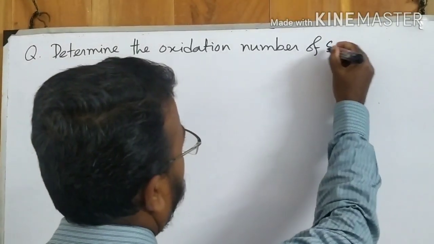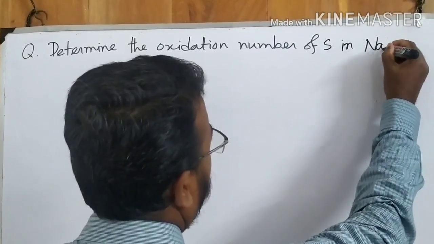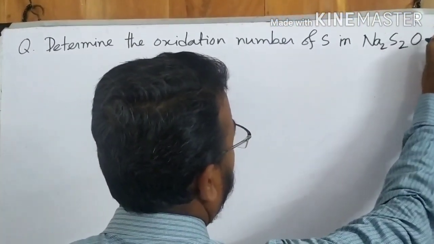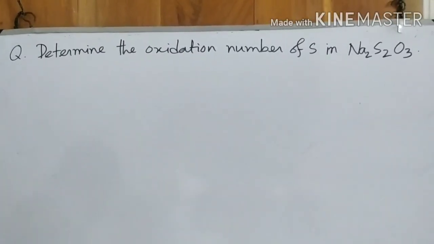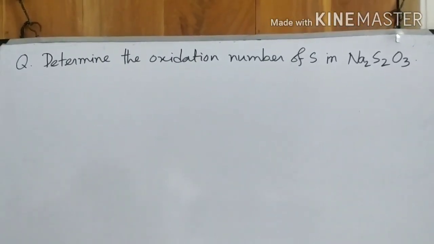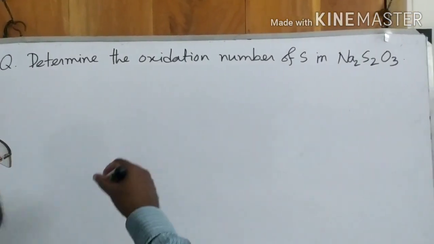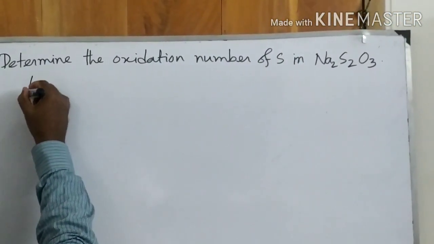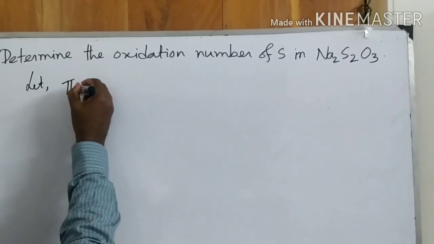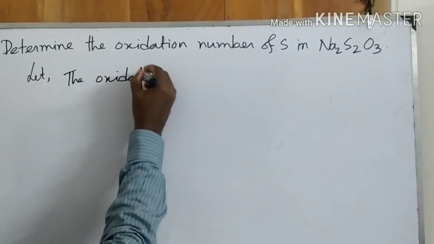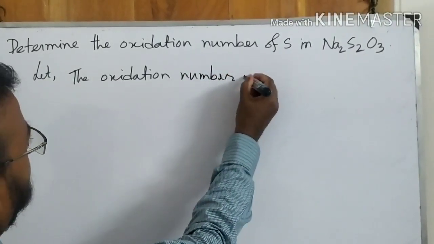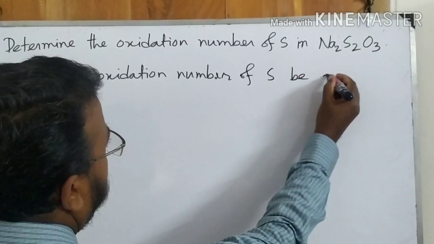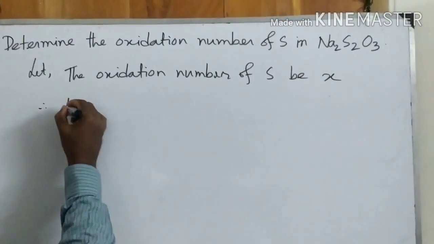Okay, now the last one. Determine the oxidation number of sulfur in sodium thiosulfate, Na2S2O3. So we have to find out the oxidation number of sulfur in sodium thiosulfate, Na2S2O3. Now similar process. Let the oxidation number of sulfur be X.